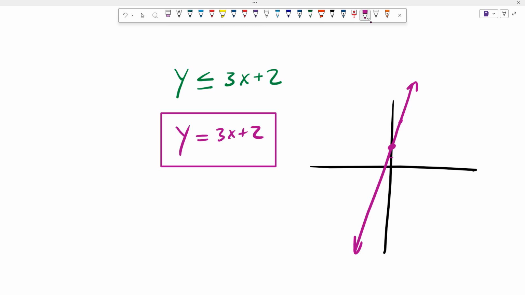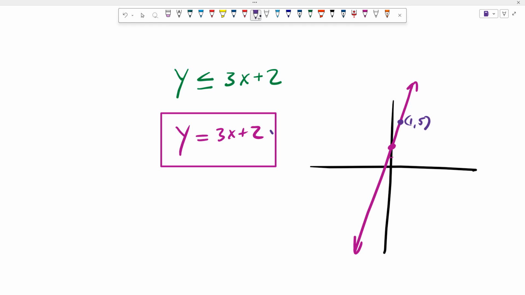So the graph shows all the solutions for the inequality, but those are all points that make the inequality true. Okay. That's correct. So this is a 1, 5, right?